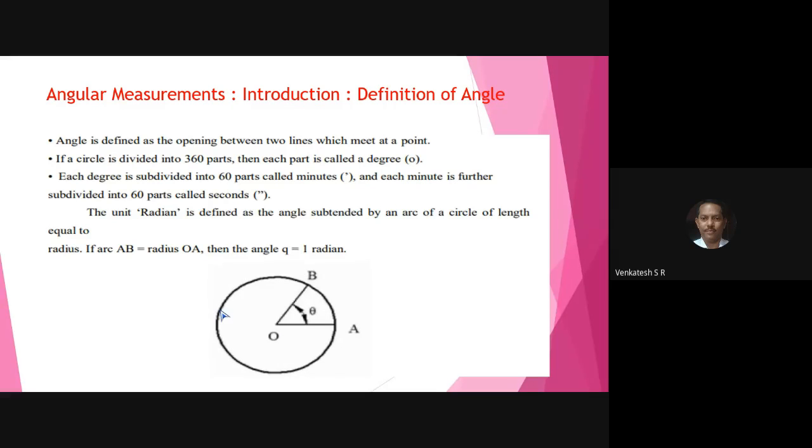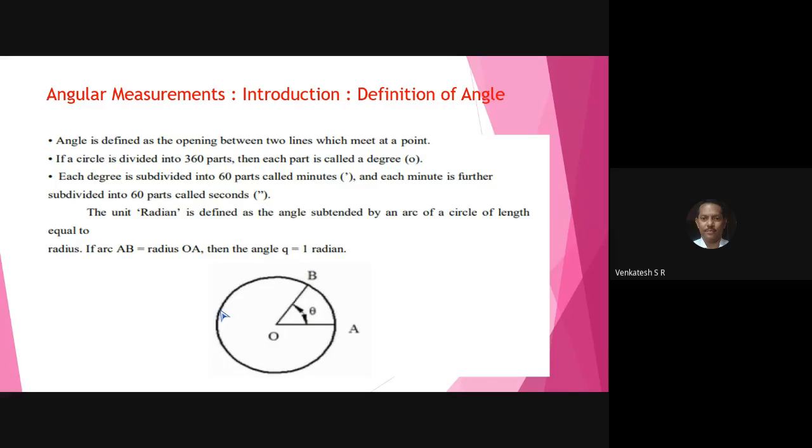See, the circle is divided into 360 parts, and each part is called a degree. If you write a small zero or O as a power on any number, that is called degree.